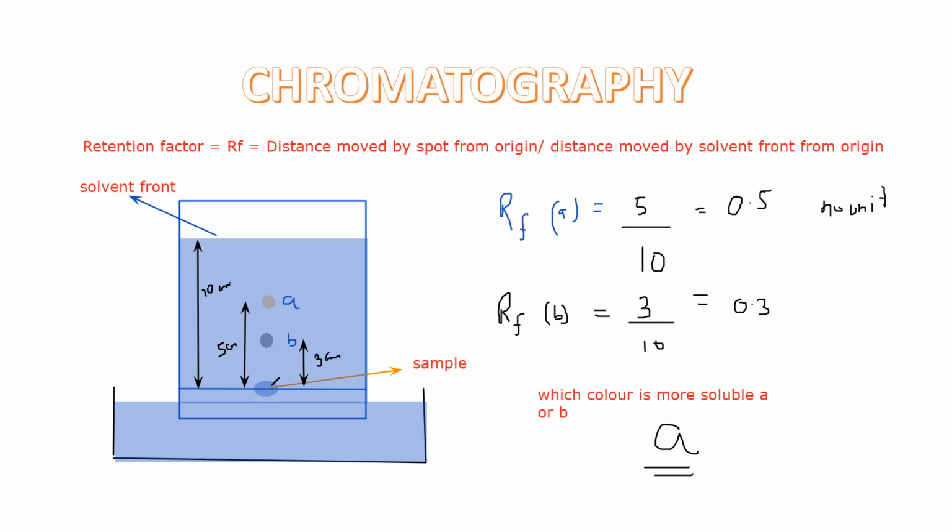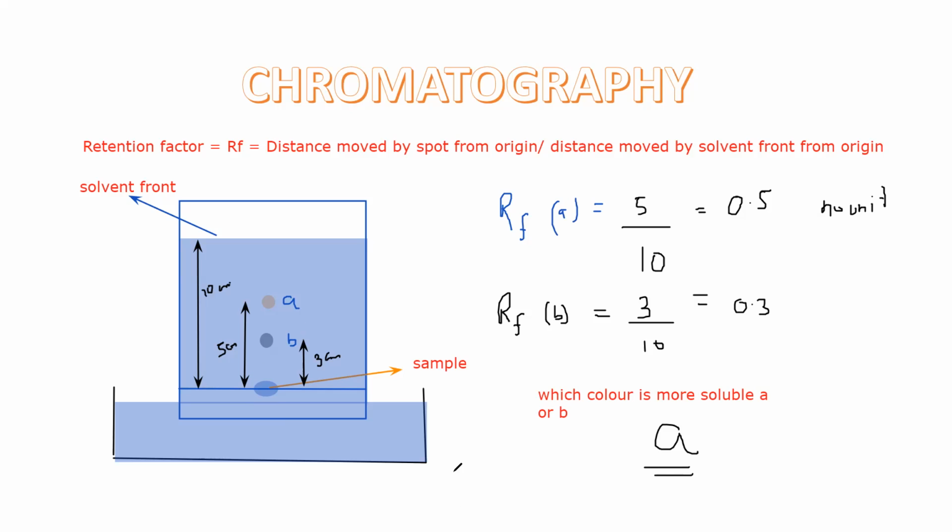Sir, but B is still soluble. B is still soluble in the solvent, but A is the substance which is more soluble. I'm not saying B is insoluble. What I'm saying is both are soluble, but which is more soluble? A is more soluble as it rises a greater distance with the solvent as compared to B. So simply using the RF value, you can also work out the solubility: if the RF value of a spot or dye or color is higher, it means that substance is more soluble. Is it clear?